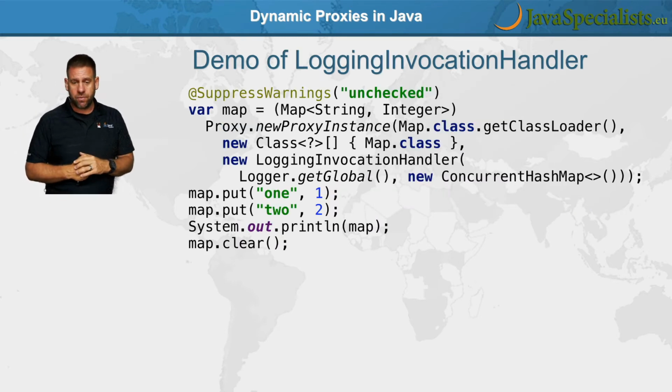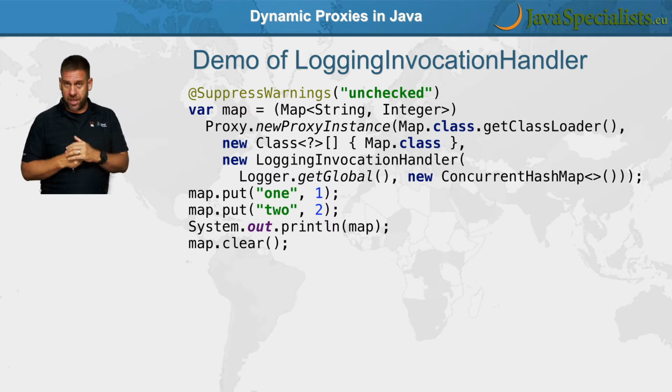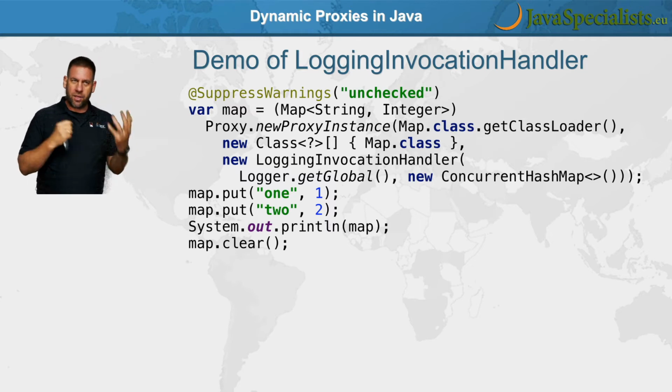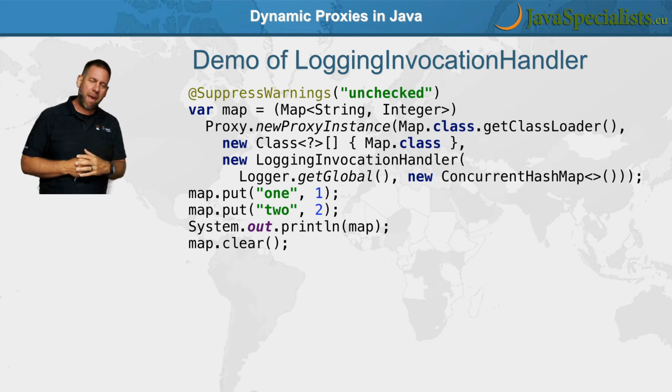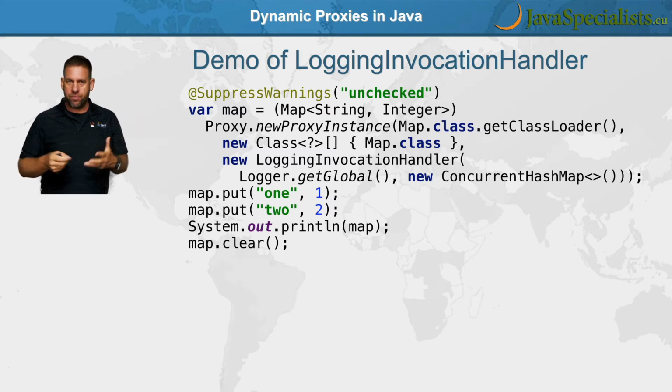Here's how we could use it. We could say Proxy.newProxyInstance, and the class loader has to be able to see the interface which we're going to be proxying. So if I'm using java.util.Map, I can use Map's class loader. If I'm using one of my own interfaces, I need to use my own class loader. I can't use the Bootstrap class loader to load the class.